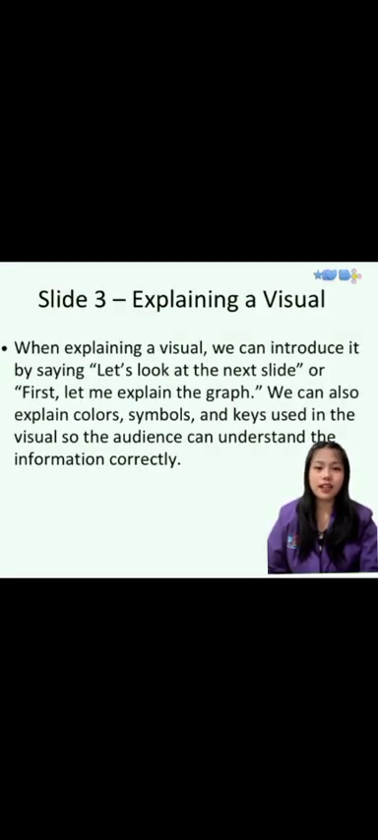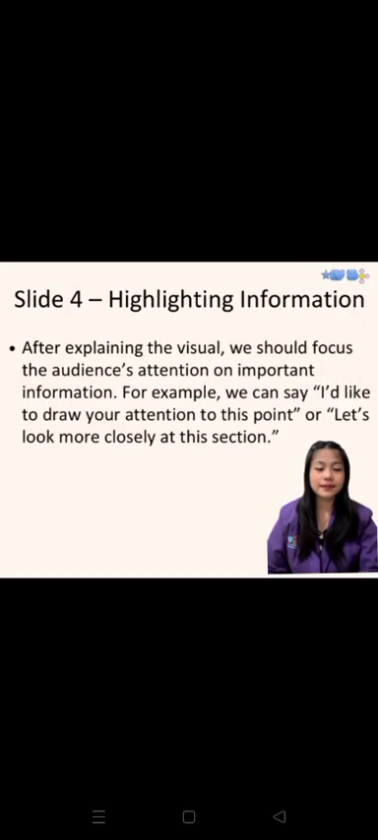Explaining a visual. When explaining a visual, we can introduce it by saying, "Let's look at the next slide," or "First, let me explain the graph." We can also explain colors, symbols, and keys used in the visual so the audience can understand the information correctly.